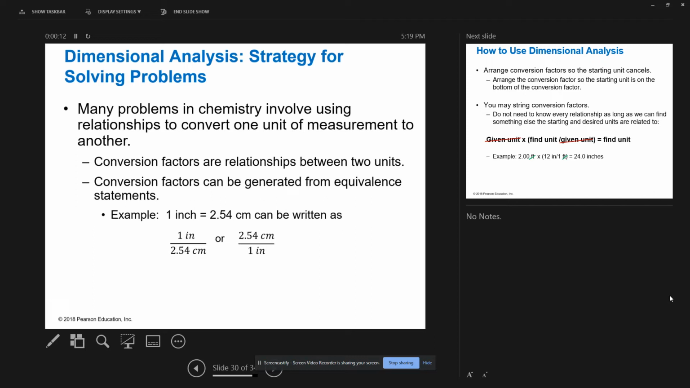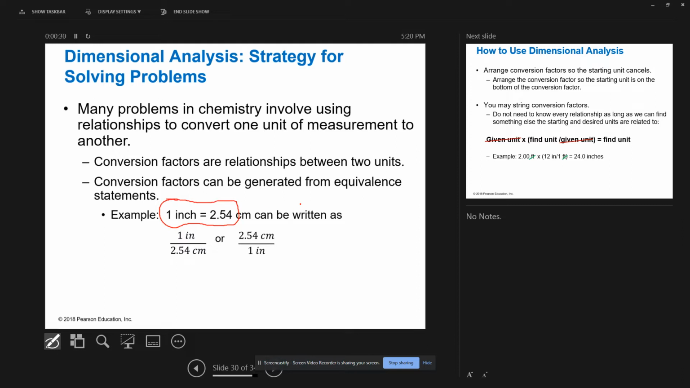Analysis is just a way to solve problems. And we're going to look at it in regards to conversion factors. So for example, if you see here, this is a conversion factor: 1 inch equals 2.54 centimeters.